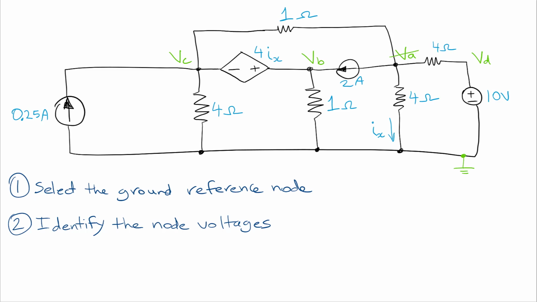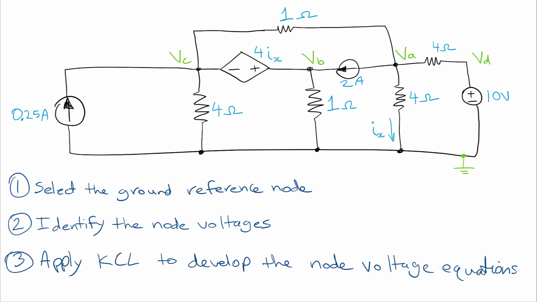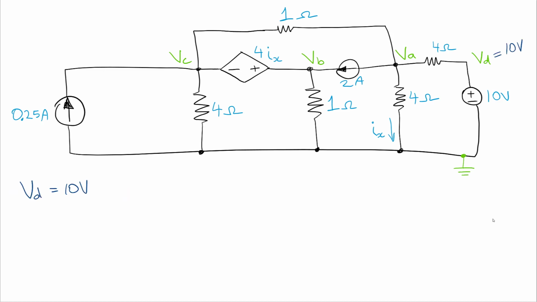We have VA over here, VB, VC, and VD. Those are all the remaining nodes. And our next step is to apply KCL to develop the node voltage equations. So let us do that. First we notice that VD is 10 volts, so we have that one already.